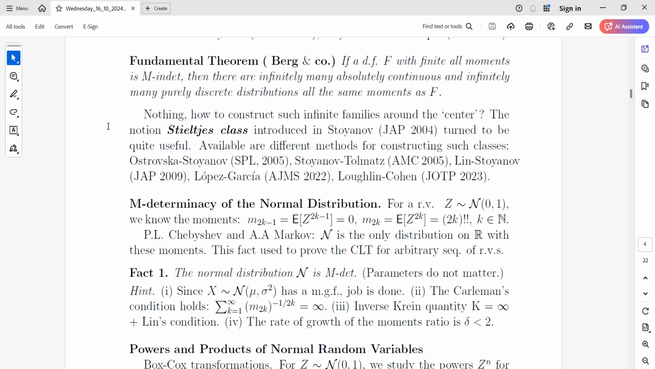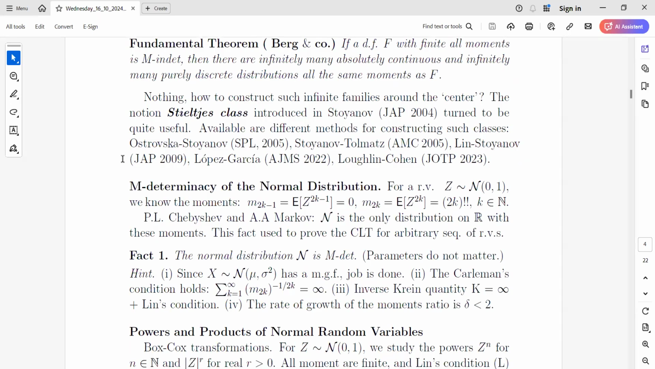However, Berg and company didn't advise how to construct such infinite families. One possibility was to introduce the so-called Stieltjes class. And I have done this some 20 years ago, and it turns out that this notion is quite useful. Now, several people, when having a non-unique distribution with finite moments, try to construct Stieltjes classes by following something from the machinery that we have developed.